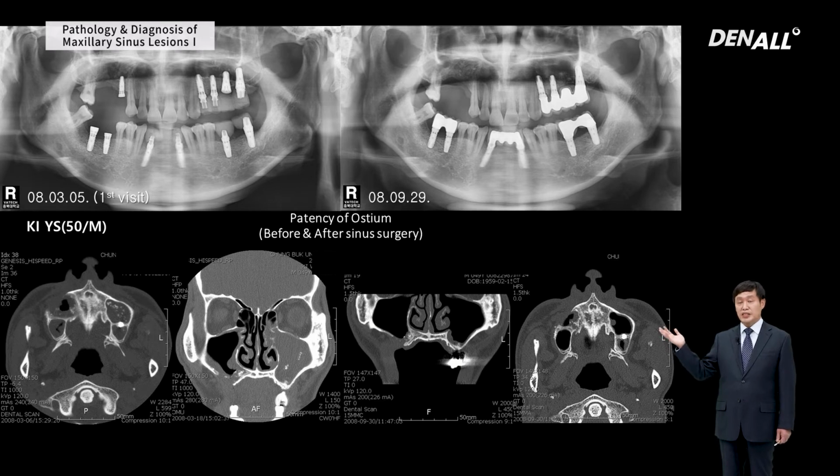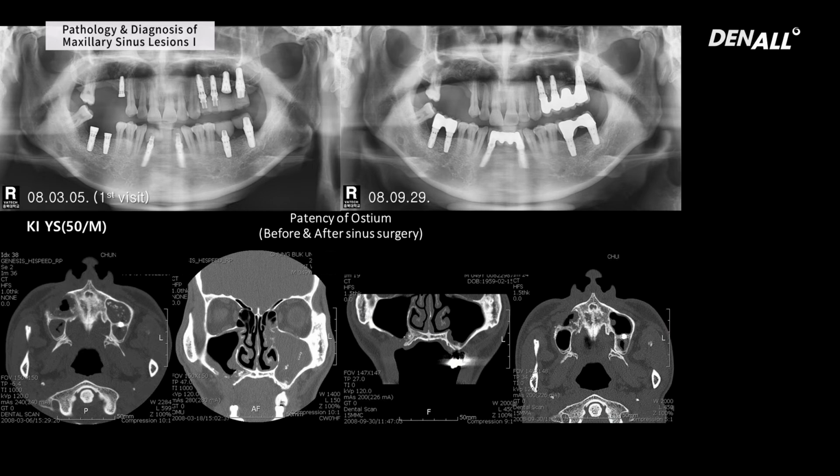On the left side of the sinus, the bone graft itself failed. The implant is maintained, but the graft that has been done within the sinus has failed. This was how treatment was provided.